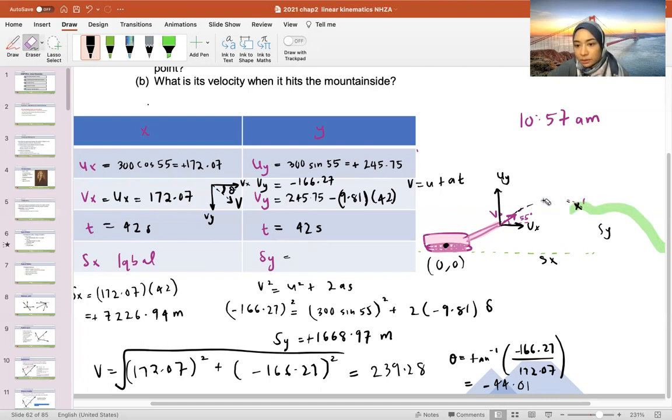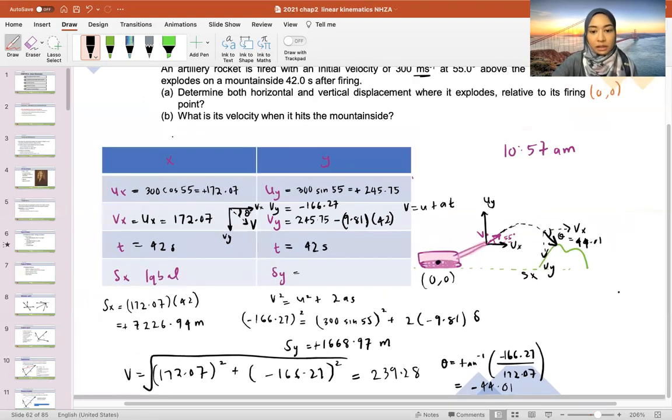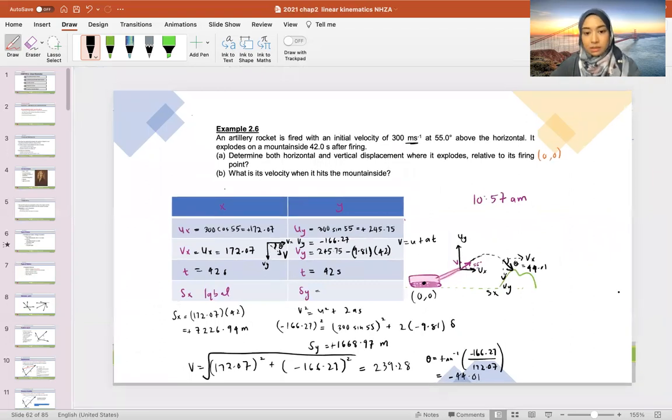So kalau kita nak lukis betul-betul, okay, so this is our projectile motion and this is our mountain. Jadi kecil sikit sebab saya nak lukis. So this is our V, this is our Vx and this is our Vy. Okay, and this is our angle of 44.01. It's below the x-axis, it's a negative. Okay, that is how it looks like. Any questions about this problem? Is everyone okay?